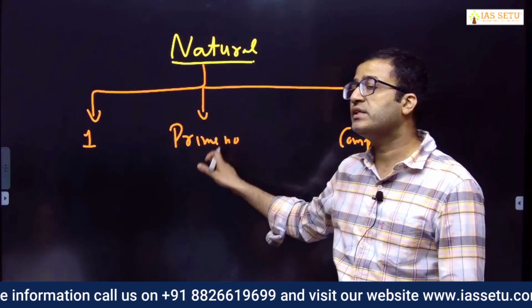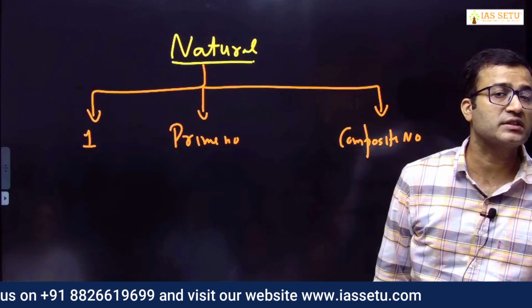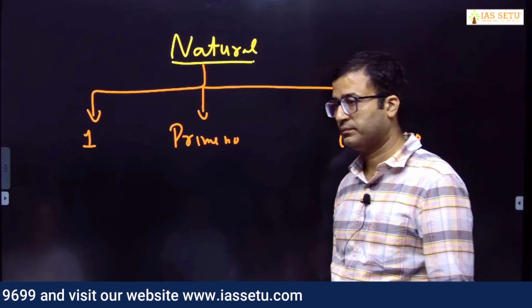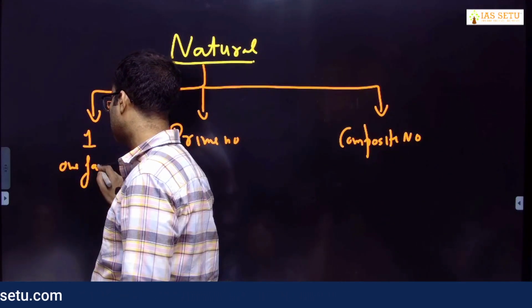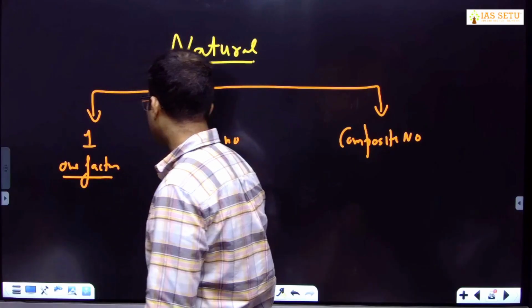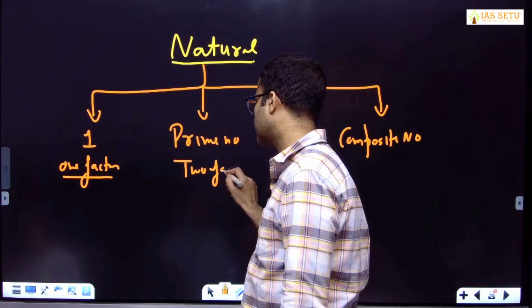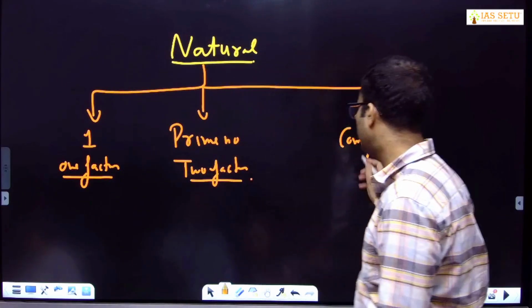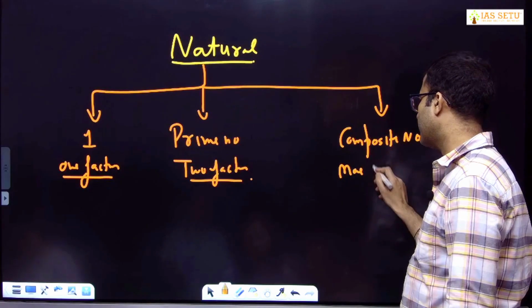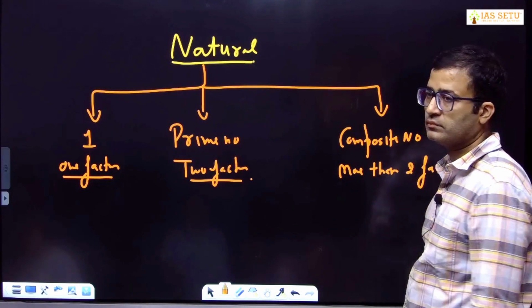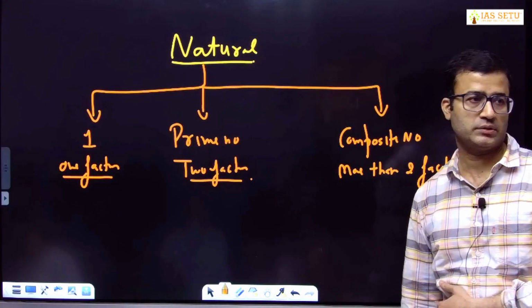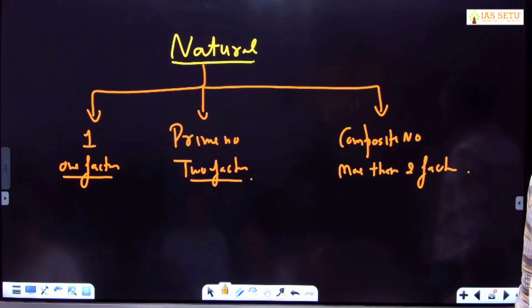So the reason behind this categorization is the number of factors. 1 has 1 factor. Prime numbers have 2 factors. Composite numbers have more than 2 factors. This is the concept actually. Prime numbers are those natural numbers which have exactly 2 factors.